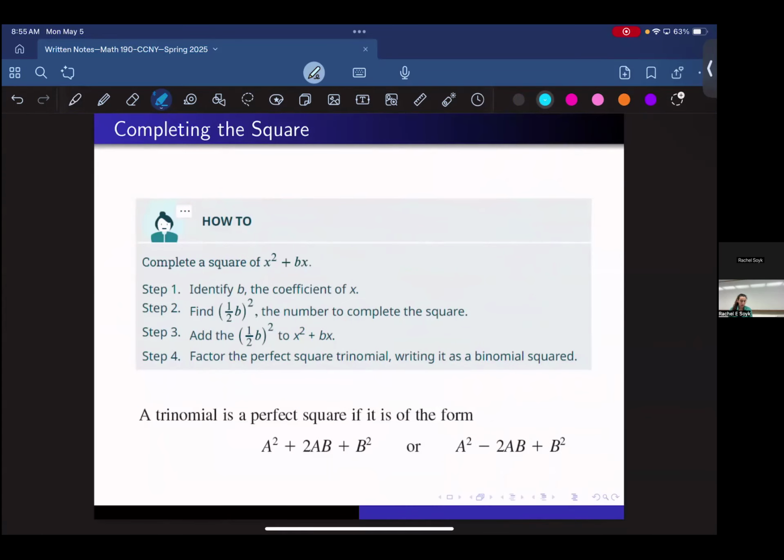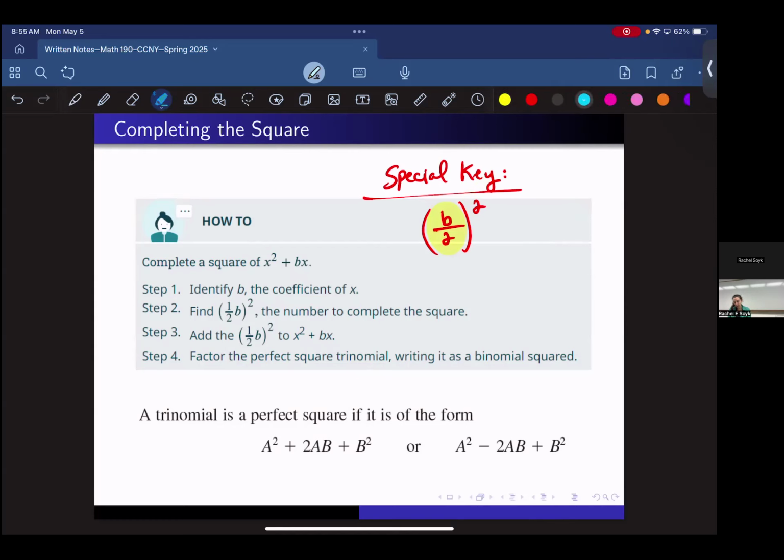This next slide is just the step-by-step procedure in completing the square. It may look a little confusing, so I'll try to make it a little easier for you guys. The thing that I like to think about when we complete the square is just having this special key that we call b over 2 in parentheses squared. And what is in the parentheses is just as important as when we eventually square it.